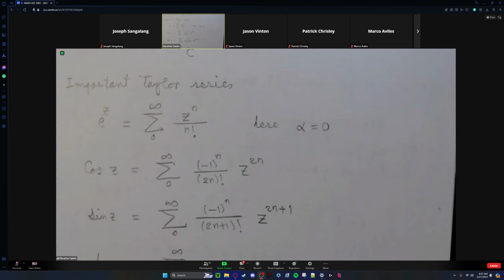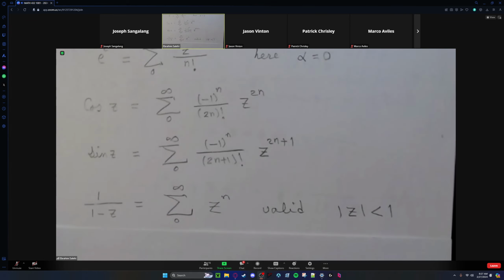But when it comes to this guy, this has a bad point. And that point is z equal 1. So we've got to be careful about this, all right? The radius of convergence here is 1. What happens outside? It diverges, all right? Just using the generalized ratio test.